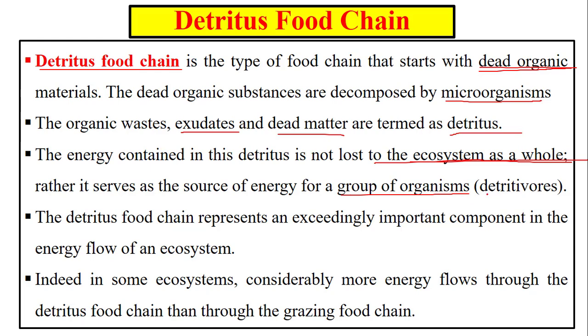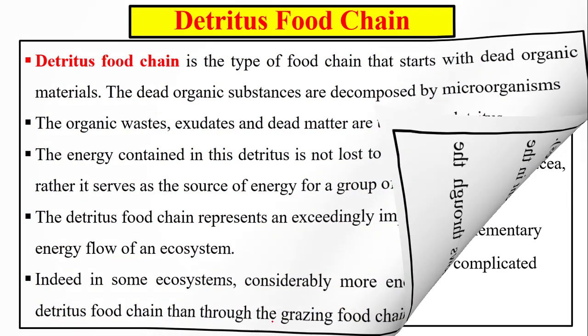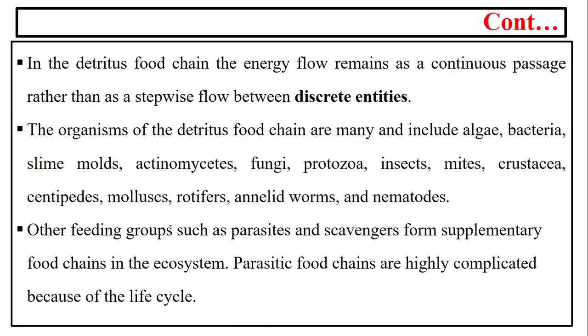The detritus food chain represents an exceedingly important component in the energy flows of an ecosystem, but indeed in some ecosystems considerably more energy flows through the detritus food chain than through the grazing food chain, right? So in the detritus food chain, the energy flow remains a continuous passage, rather than a stepwise flow between discrete entities. Therefore, the detritus food chain is the conversion of dead matter, dead organic materials, to what?